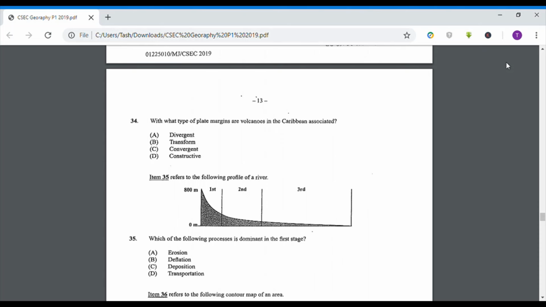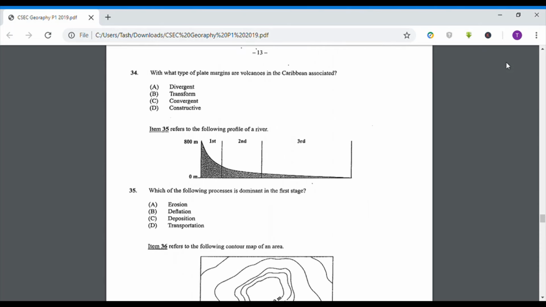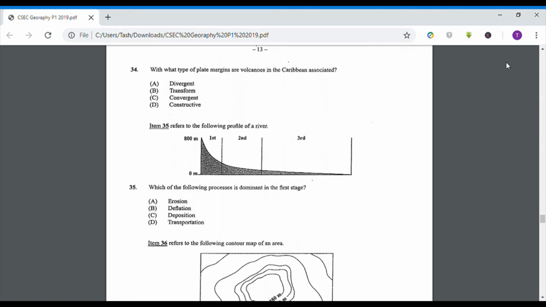Number 35 refers to the following profile of a river. Which of the following processes is dominant in the first stage? First stage, river is strongest. Think of a young person that may be a little rowdy, destructive, removing things, has a lot of energy. So for 35, in the first stage the river would have been eroding. So that would have been letter A for the answer.